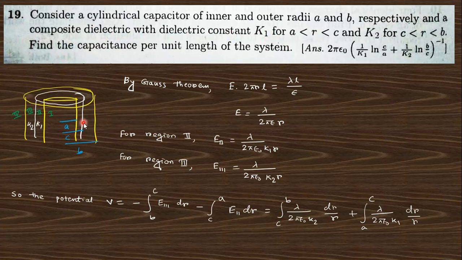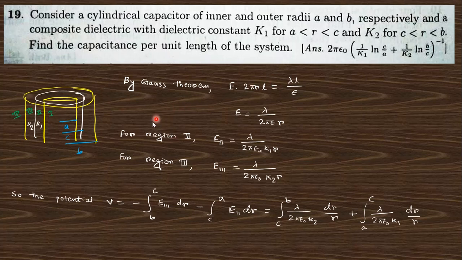So there is a region between a and b, that is c. Within that region, a to c, there is dielectric constant k1. In the other region, c to b, the dielectric constant is k2. Find the capacitance per unit length of this system. So you need to find the capacitance of this system, right?